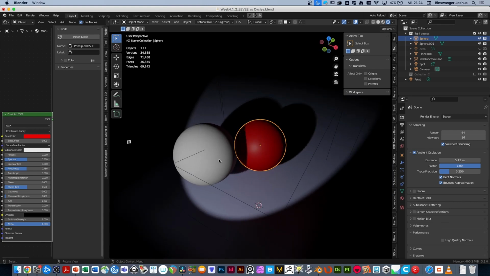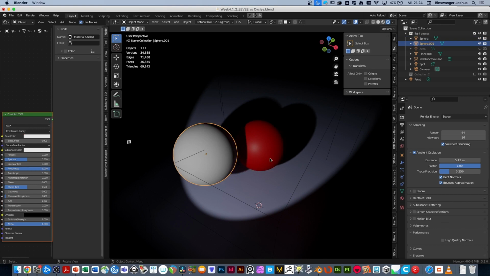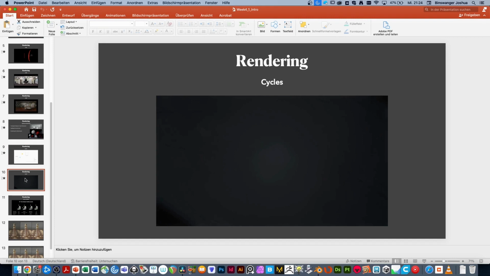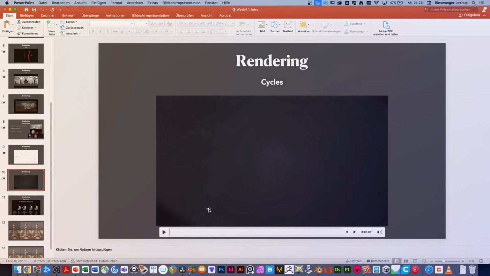Und es ist eine sogenannte Raycasting Engine und dafür haben wir auch ein cooles Video, das ich euch gerne zeigen würde, das ein bisschen erklärt, was die Unterschiede sind von Raycasting über Path Tracing. Und genau, schaut es euch an.